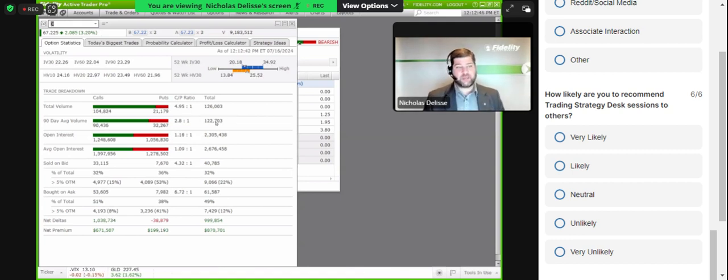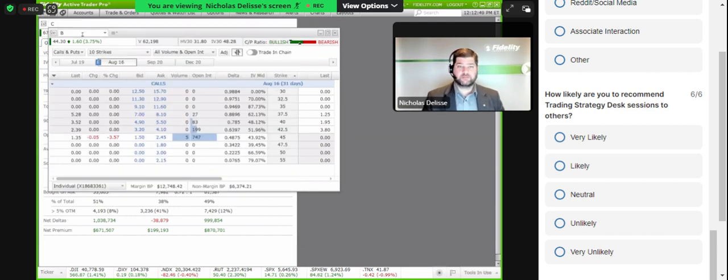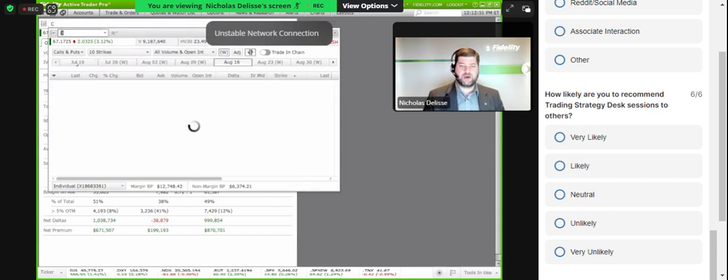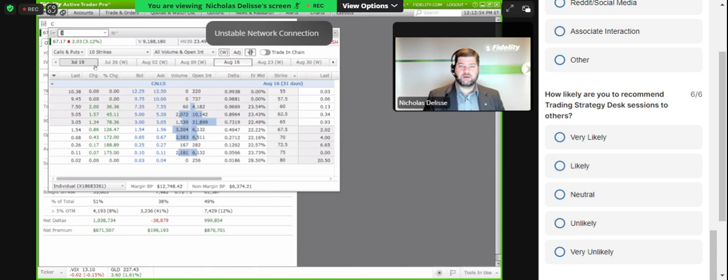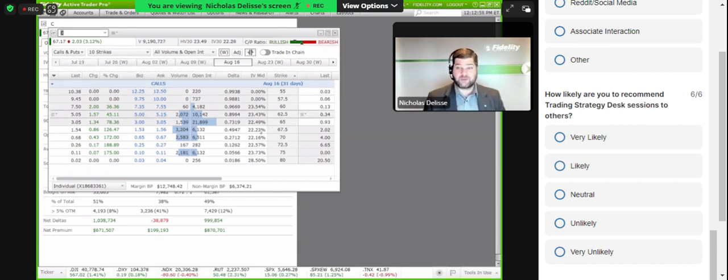120,000 contracts traded per day. It's going to be a lot more liquid. Shift over here, and immediately we noticed we have this Friday, next Friday, the following. We have weekly options on here.